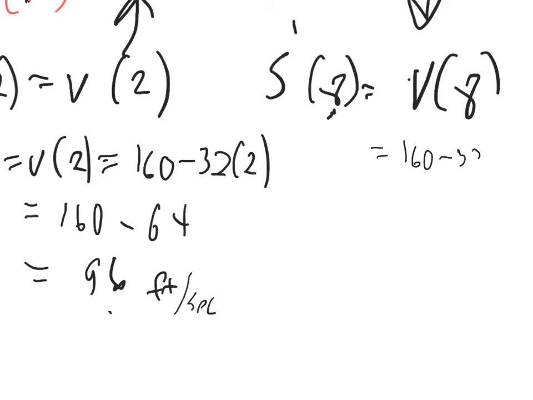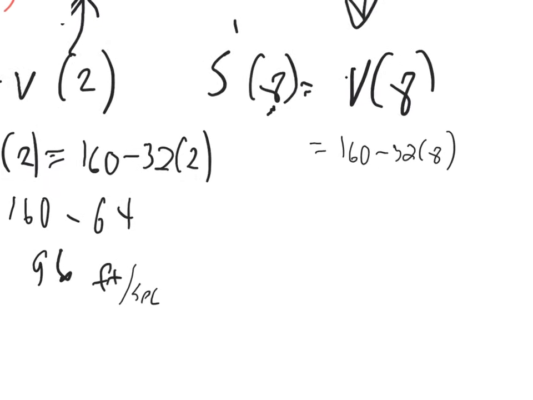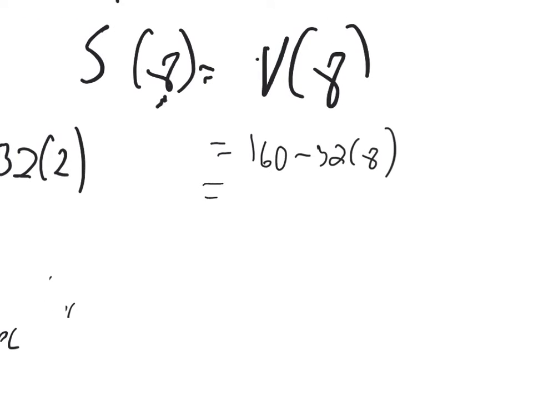160 minus 32 times 8. Now, this is where I need your help because I don't want to do the hard thinking. 160 minus 8 times 2 is 16. Carry the 1, 24, 25. 256. There you go. 160 minus 256. I wish I could do it in my head. Let's see. Negative 96. Oh, wait a minute.